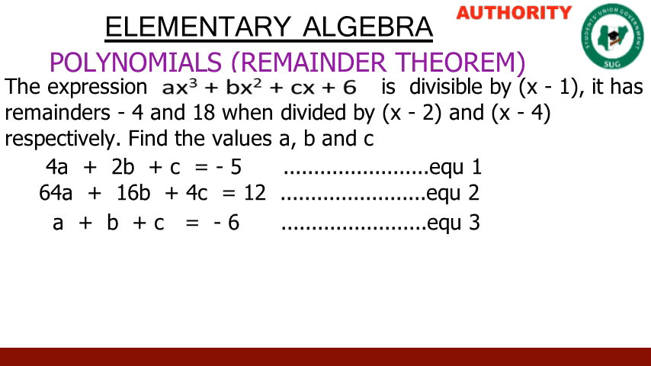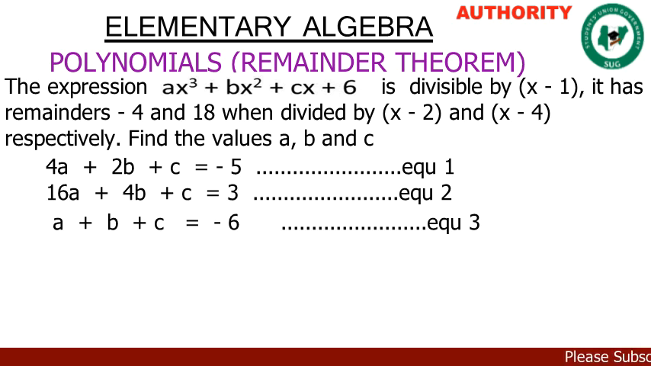Now, also in our second equation, we are having 64a plus 16b plus 4c is equal to 12. Let us divide everything by 4. So we're going to have 64a divided by 4 plus 16b divided by 4 plus 4c divided by 4 is equal to 12 divided by 4. So we're going to have 16a plus 4b plus c is equal to 3.